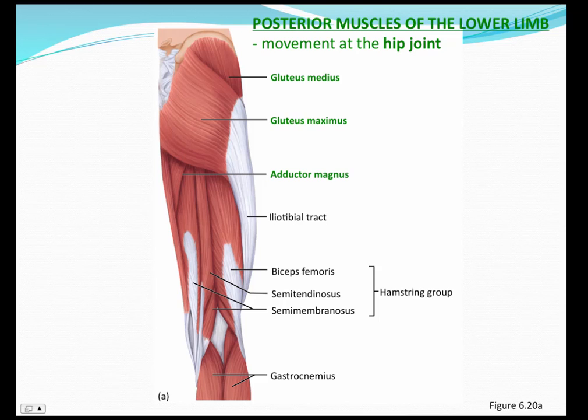Posterior muscles of the lower limb. Here we have gluteus medius. And this is for hip abduction. It also helps steady your pelvis when you're walking. Here we have that nice gluteus maximus. And this is for hip extension. Here we have the adductor magnus. This is for adducting the thigh, so it's even in the term, adducts.